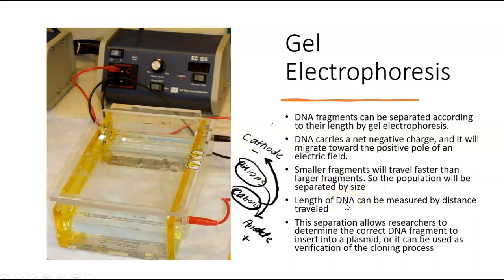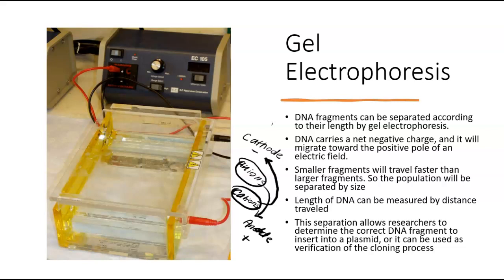And a current is going to be applied to this gel. So how far these DNA molecules travel after the current is applied to them will tell you the relative size of these DNA fragments. And this separation allows researchers to determine the correct DNA fragments to insert into plasmid, but also it could be used for verification purposes.